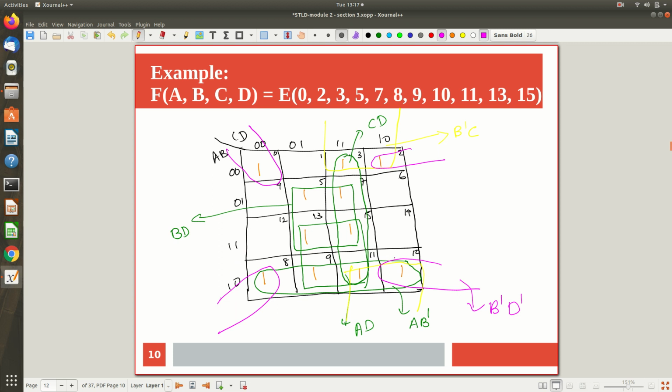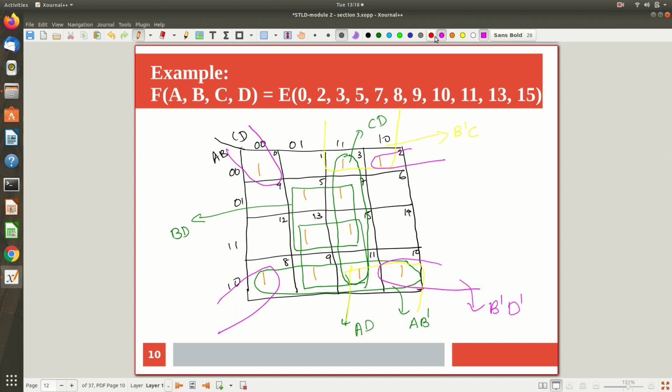So how many such terms am I getting? 3 plus 3 plus 1, 7, right? 1, 2, 3, 1, 2, 3, 4, 5, 6. Sorry, 6 only. So which are all the prime implicants I am getting?